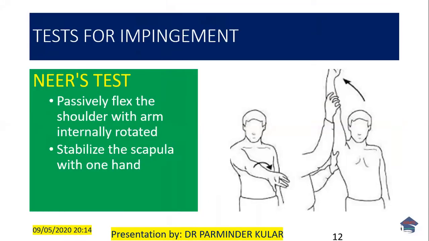So what are the tests for impingement? This is an important test for impingement. It is the Neer test. We have to passively flex the shoulder with the arm internally rotated. If there is impingement, there will be pain. The important trick is we have to keep the arm internally rotated and we have to give some support at the scapula.